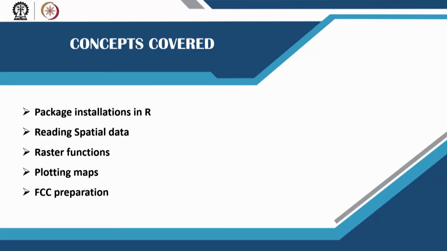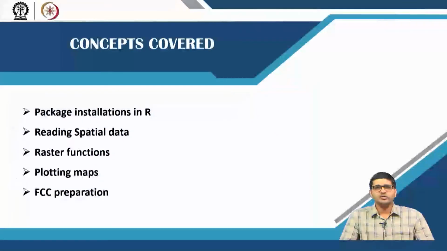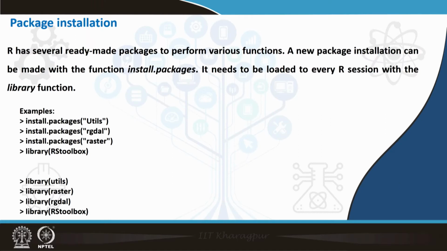The concepts covered in this session are installing different packages in R, reading spatial data, reading raster and vector data, different raster functions, plotting maps in R, and composing false color composite using R. In the previous session we have seen how to import Excel files and how to subset the data, and in this session we are going to see how to install different packages.